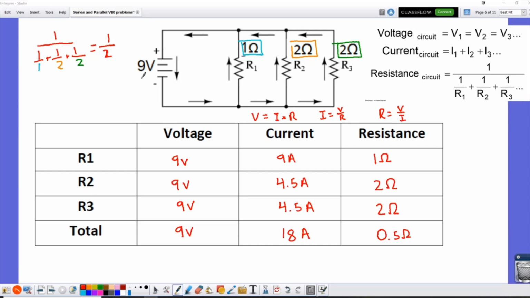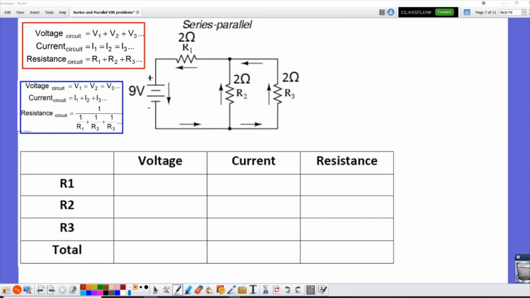So that actually turned out that we have a really nice fraction for this. We don't have to do any reciprocals or anything. 1 half, we can easily turn that into a decimal. So the entire resistance of the circuit is 1 half ohms. 1 half as a decimal is 0.5, and that's what we have in our resistance total.